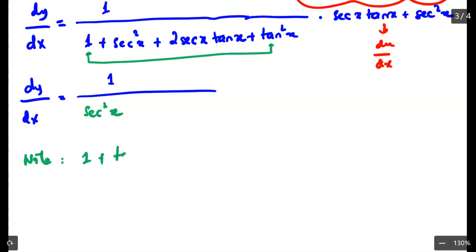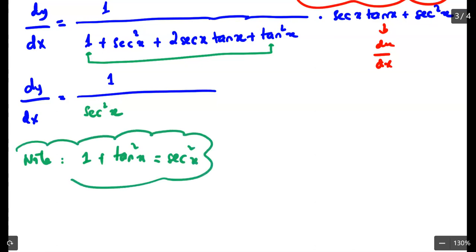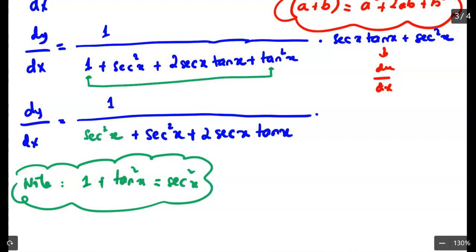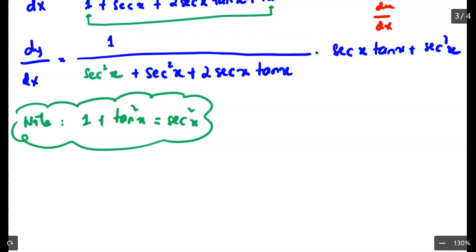One plus tangent square of x will be equal to secant square of x, as a trig identity. So when I do that, I will be left with plus secant square of x plus twice the secant square of x tangent of x, and the whole thing multiplied by secant of x tangent of x plus secant square of x. The purpose of this is for me to simplify later.